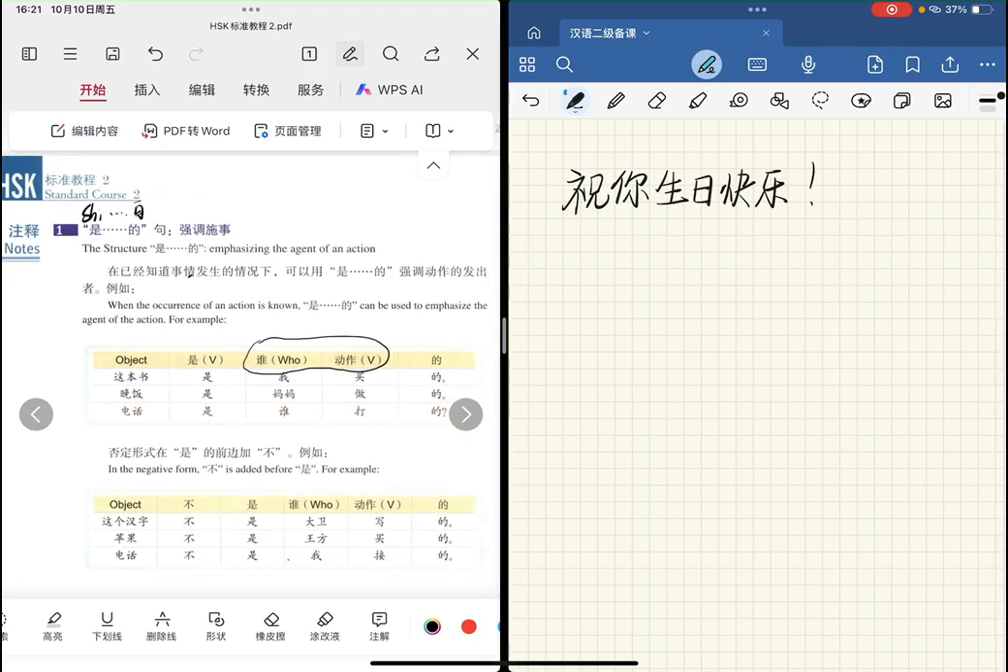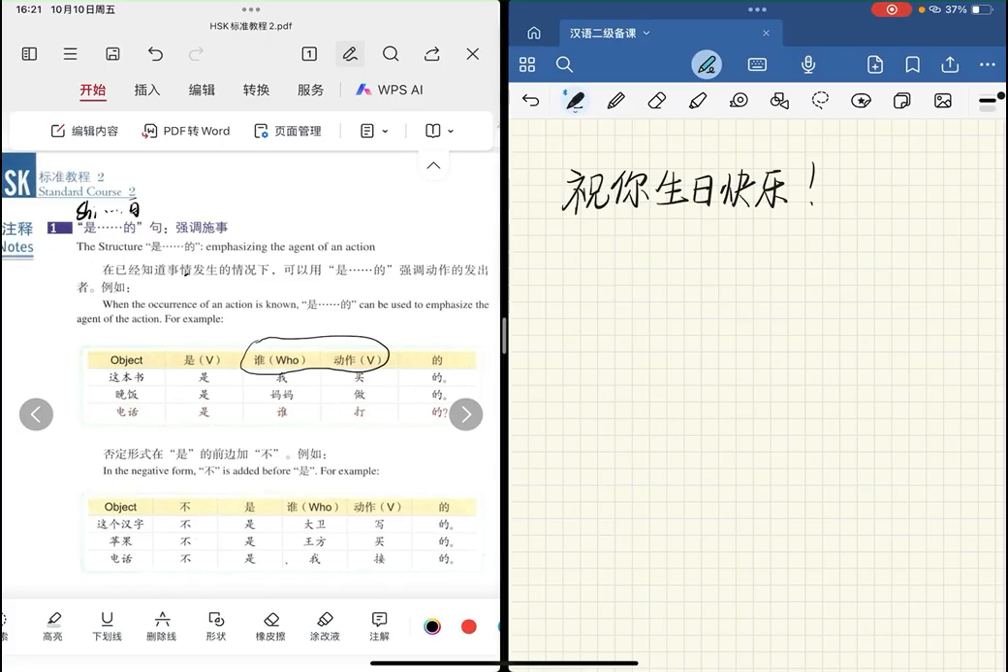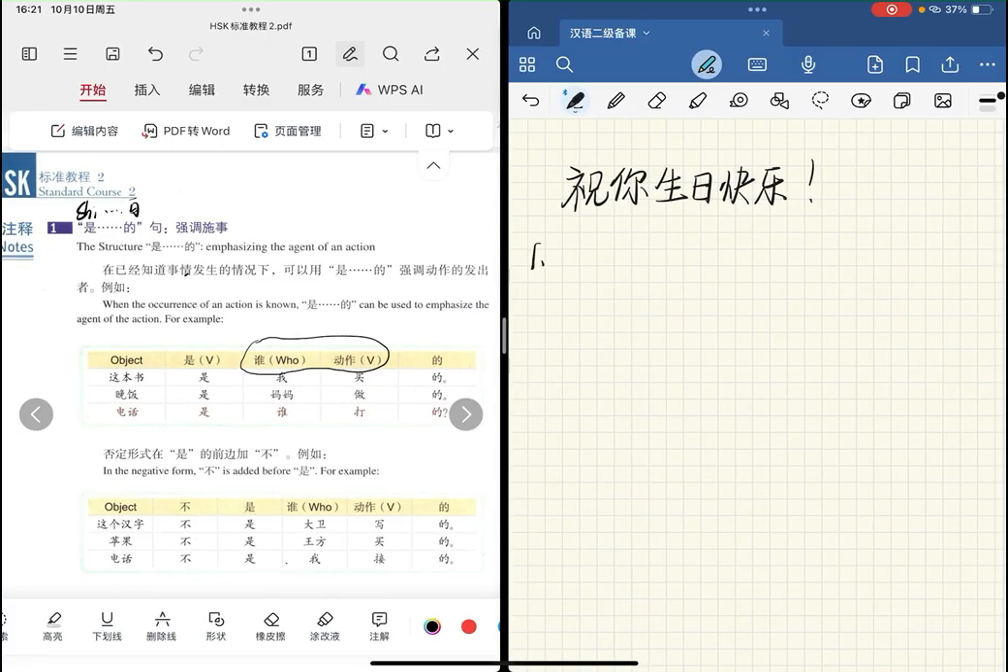So the first one is the 是……的 structure. 是……的 is an emphatic sentence pattern which emphasizes the doer of the action. When the occurrence of an action is known, this structure can be used to emphasize the agent of the action.